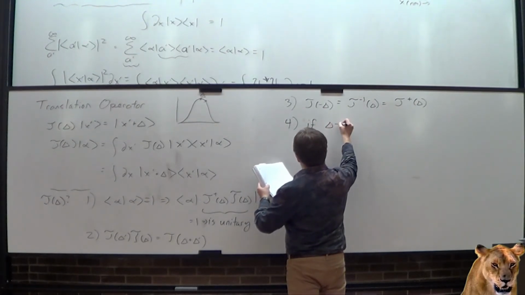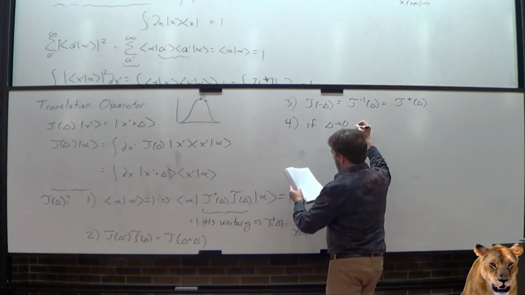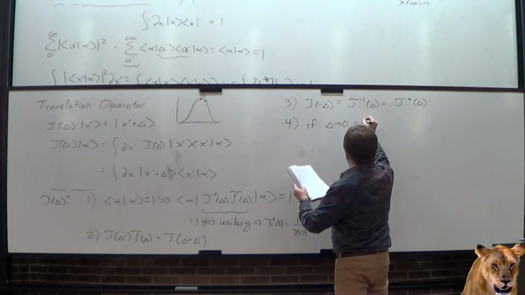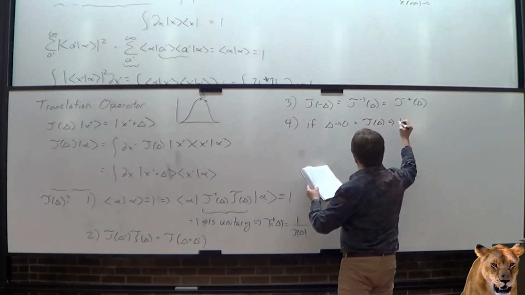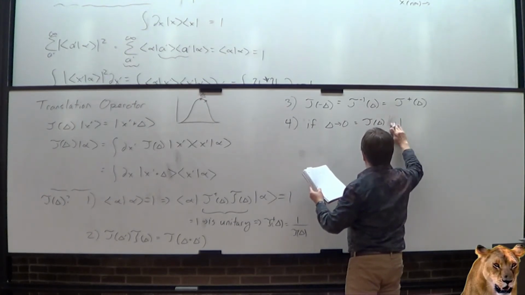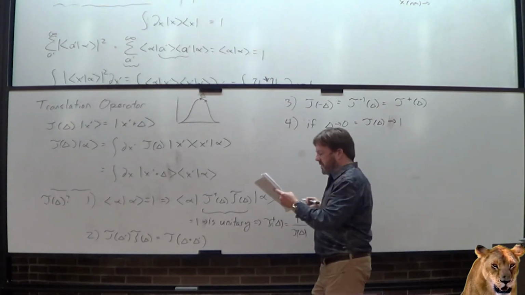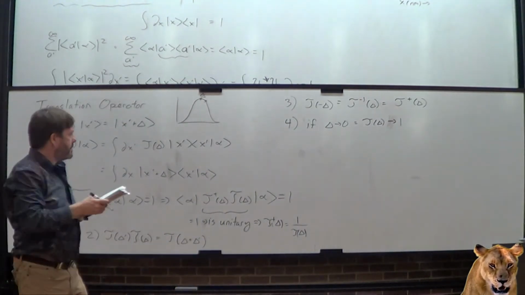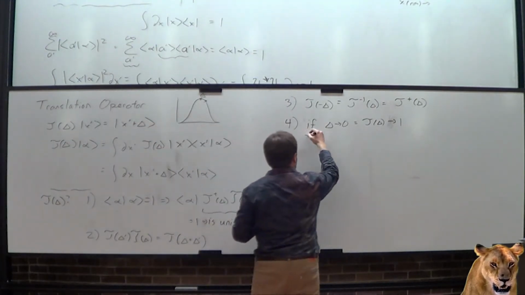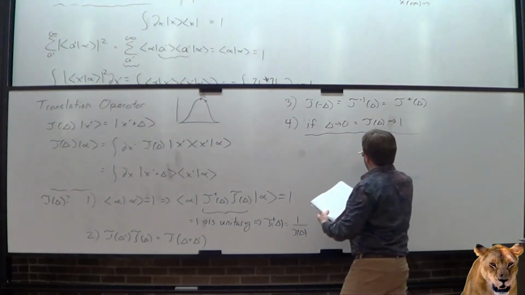Okay, then if delta goes to 0, then the operator better go to 1. Right? And that makes sense. Okay, now I have these 4 properties.